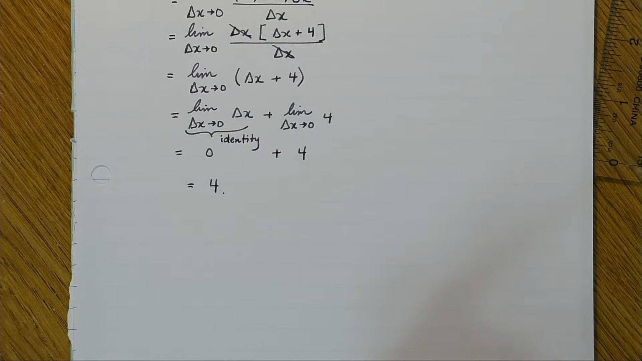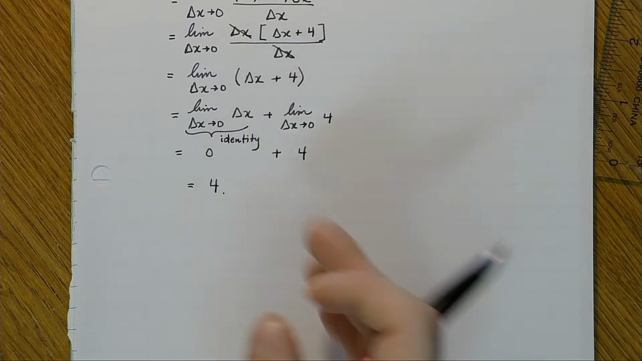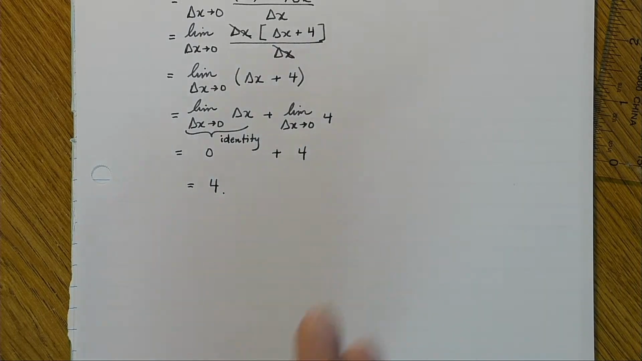So using our rules now, we actually have kind of a more rigorous way of calculating things, as opposed to just letting our delta x go to 0. We actually have now rules to follow for that.